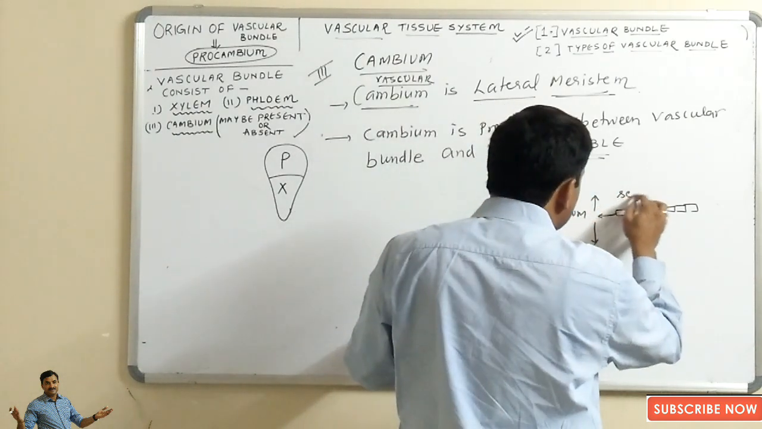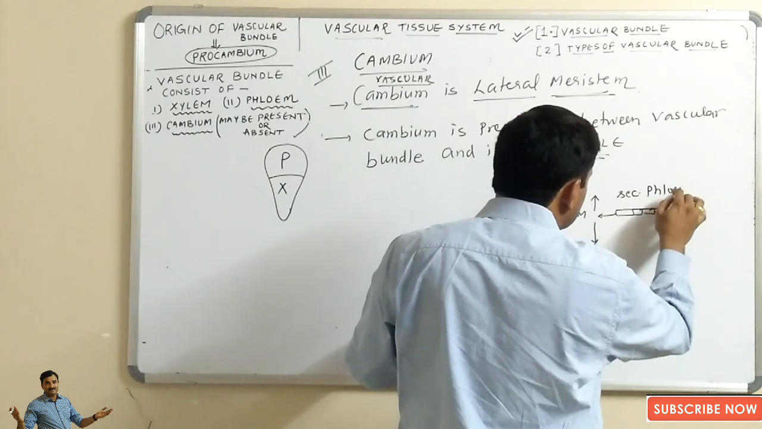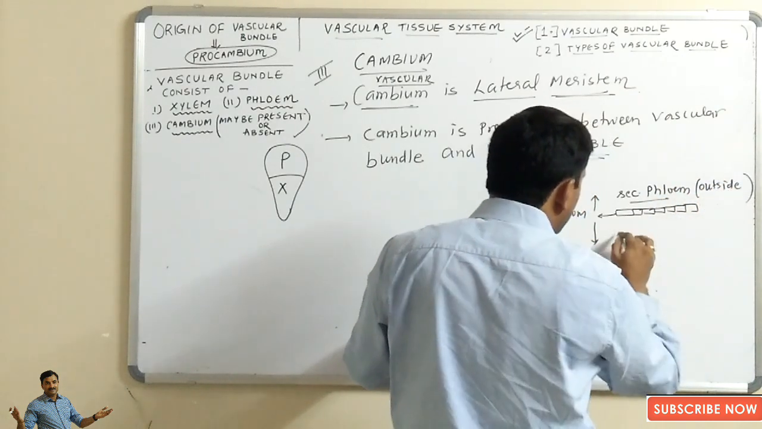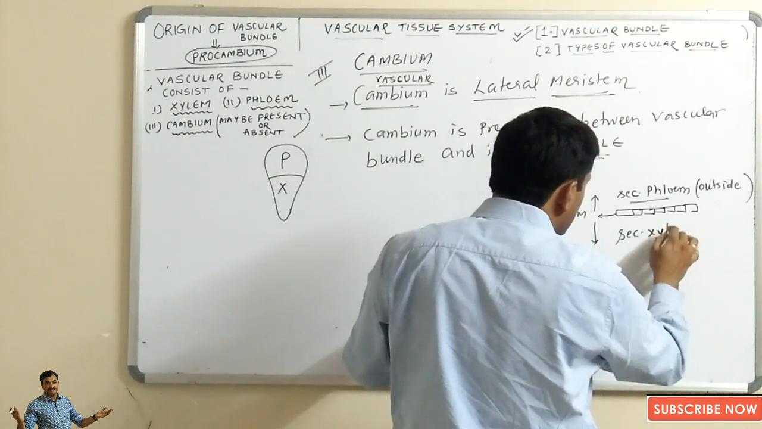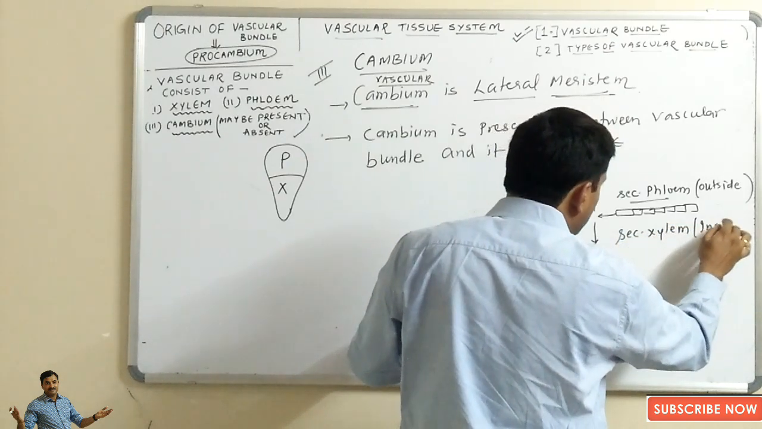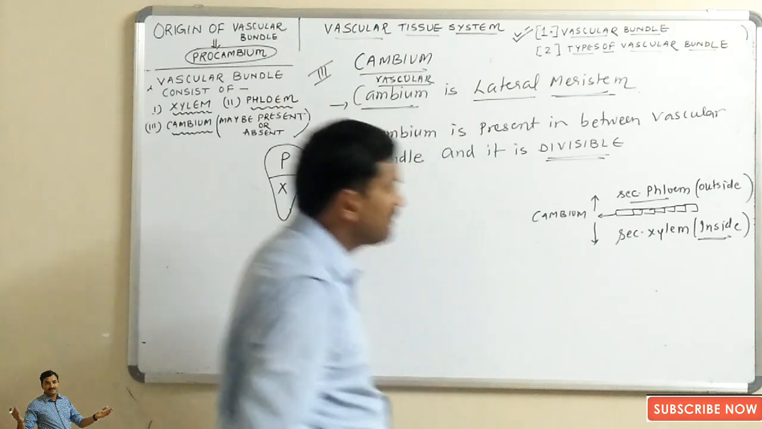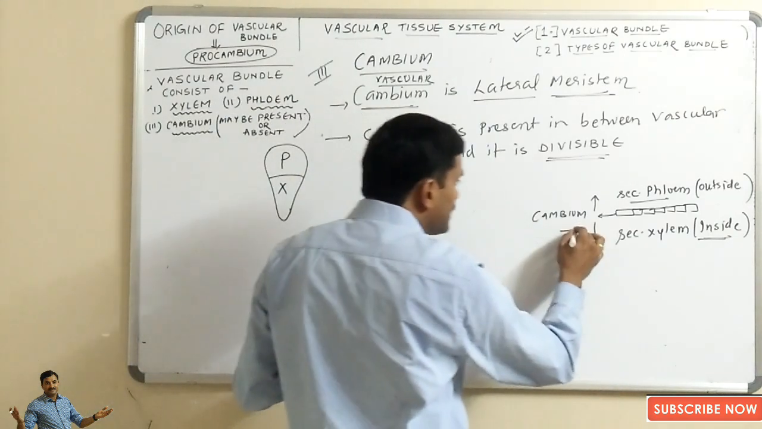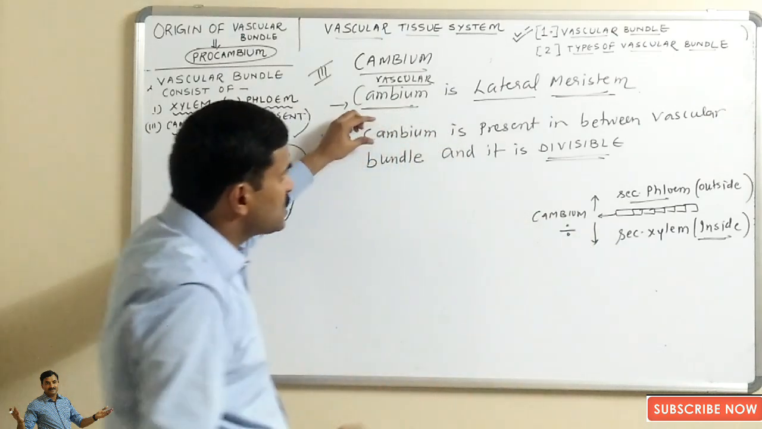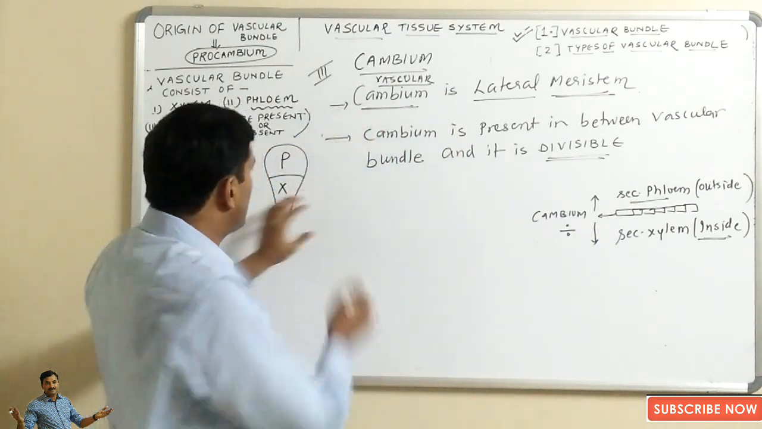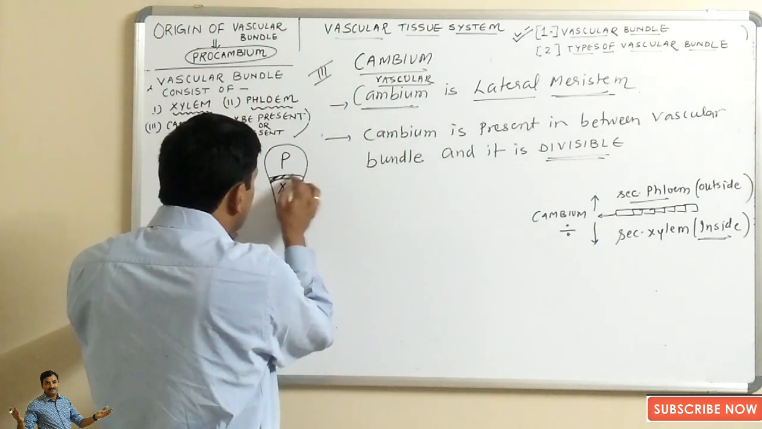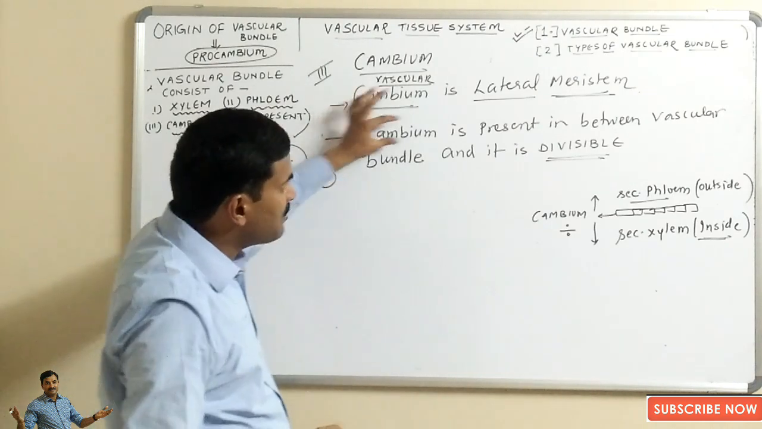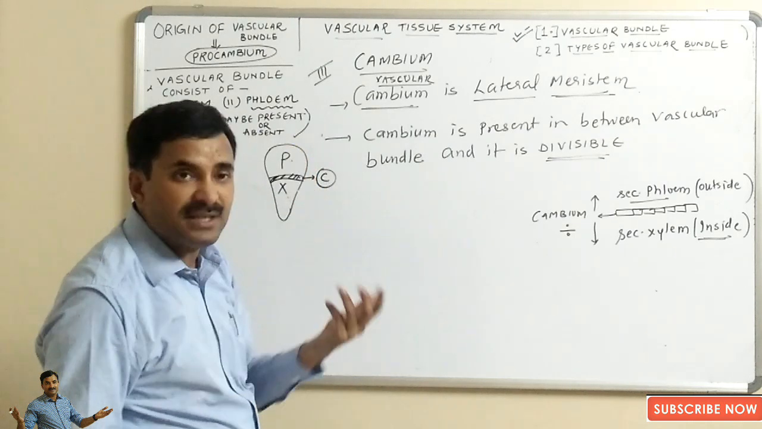It forms secondary phloem outside, and inside it forms secondary xylem. So towards the center, towards inside it forms the secondary xylem, and outside it forms the secondary phloem. So we can say that this cambium is divisible. So cambium is present in between the vascular bundle. Say I have made a vascular bundle, this is what? Phloem, this is xylem, and this is what? The cambium. So cambium is present in between the vascular bundle and it is divisible.